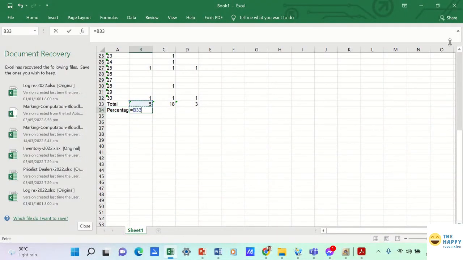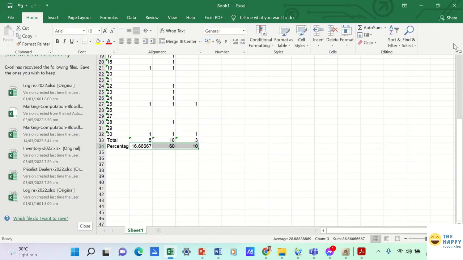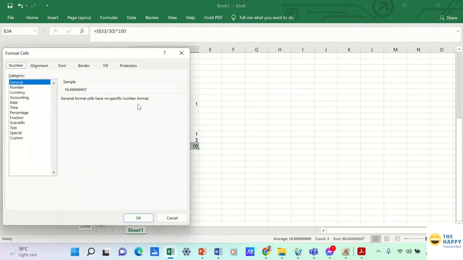Now we'll get the percentage of those who got the correct answer. This is 5 over 30, which is the total number of respondents, to give you 16.67%, and then 18, which is 60%, and 3, which is 10%. So 3 over 30 is 10%.